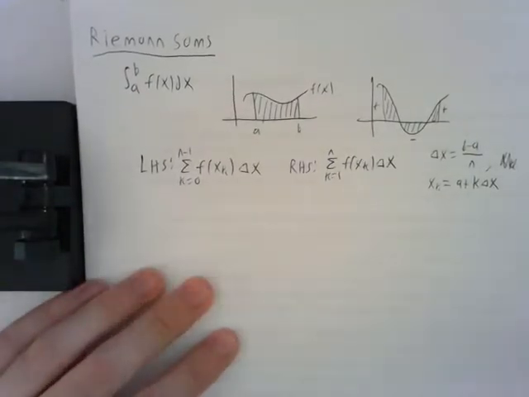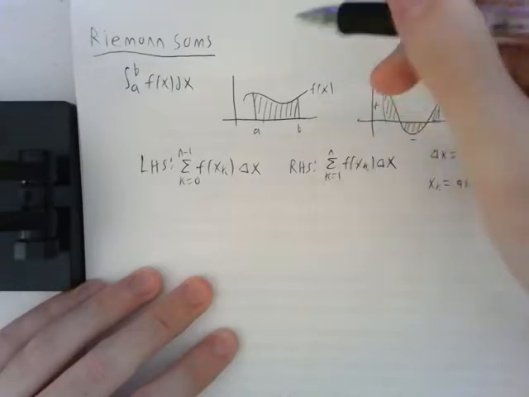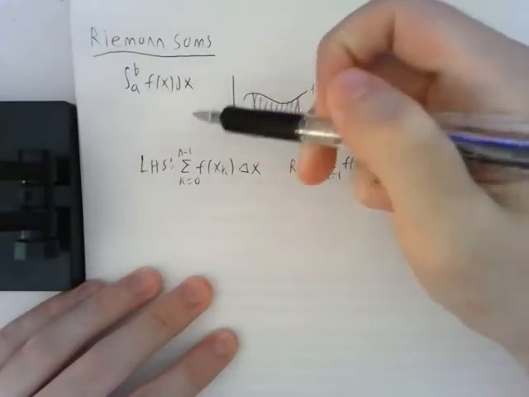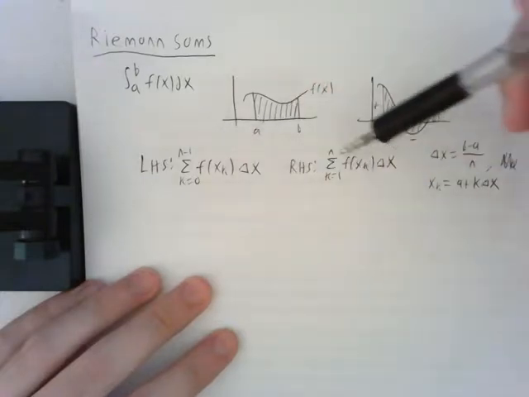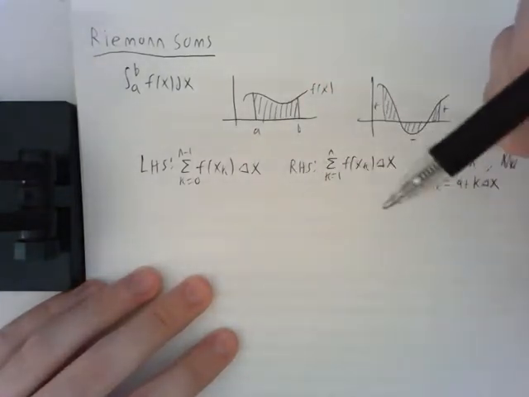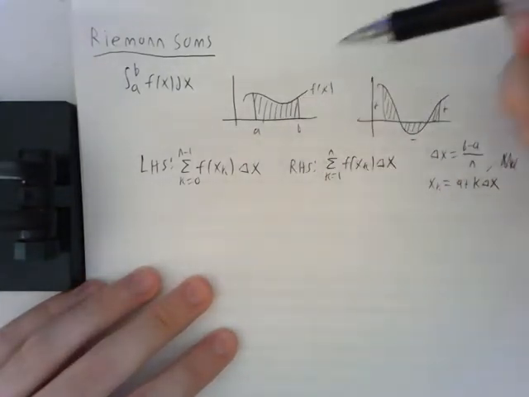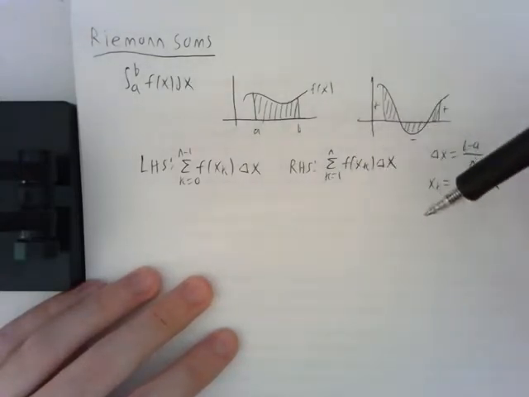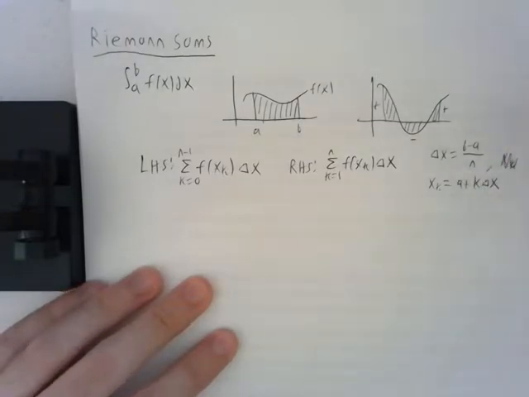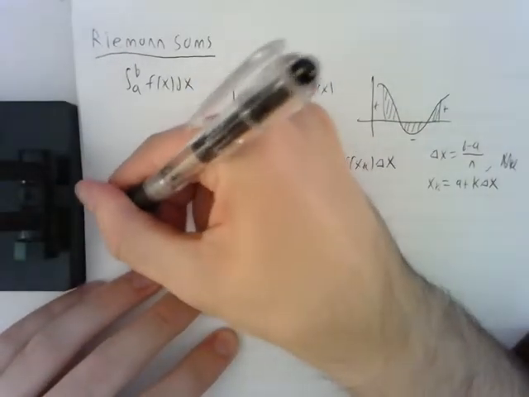So we have these two sums. If we want to get the exact value of the integral, we can take the limit as the number of rectangles n goes to infinity. So we went through sort of the abstract formulation of these Riemann sums in the last lecture. This time what I'd like to do is give some concrete examples of what these things look like and how we can construct them.